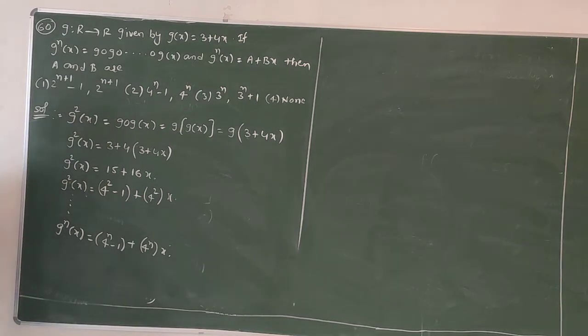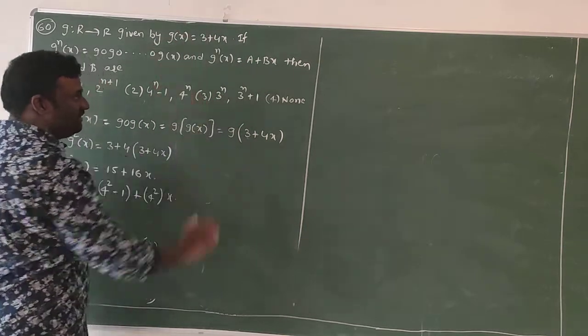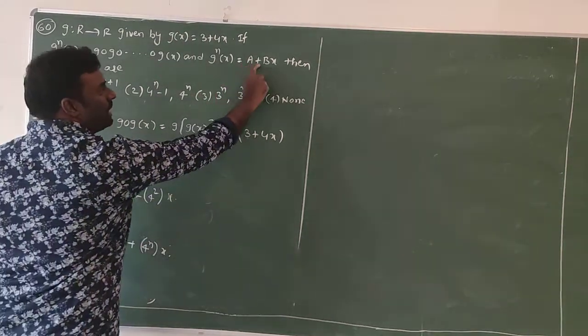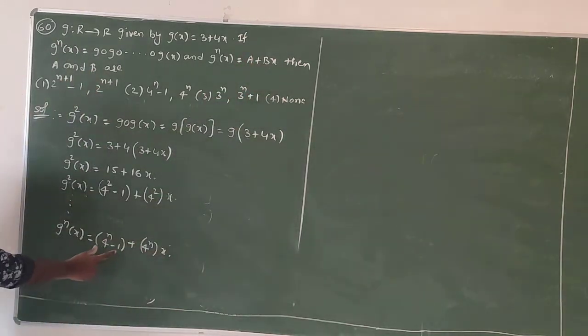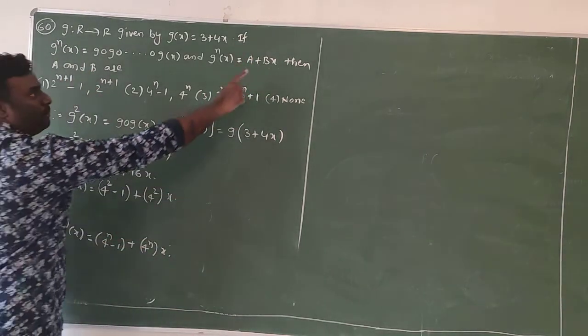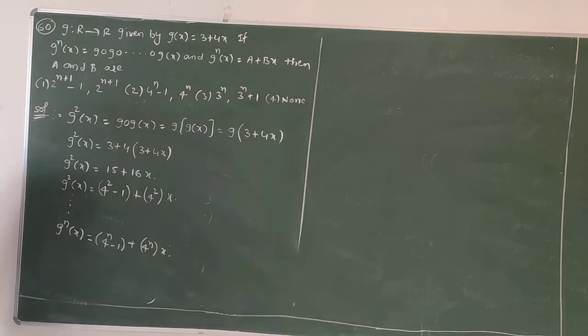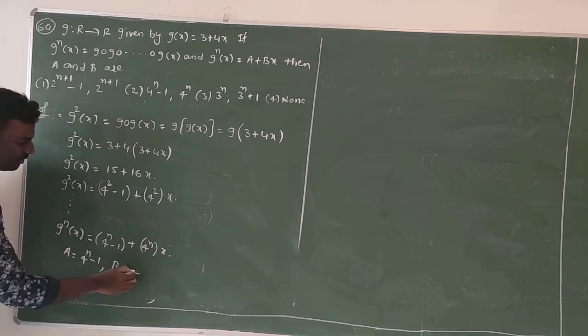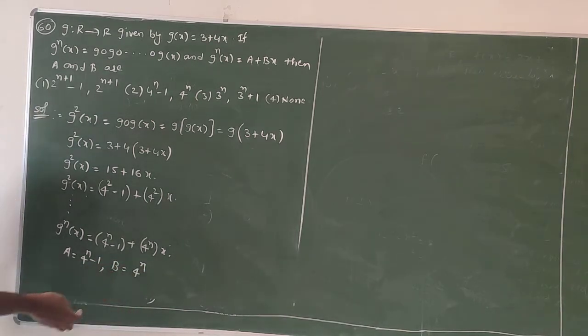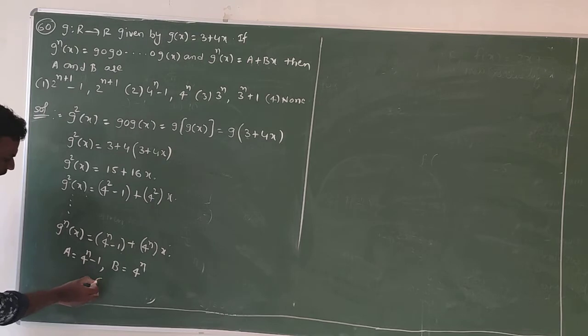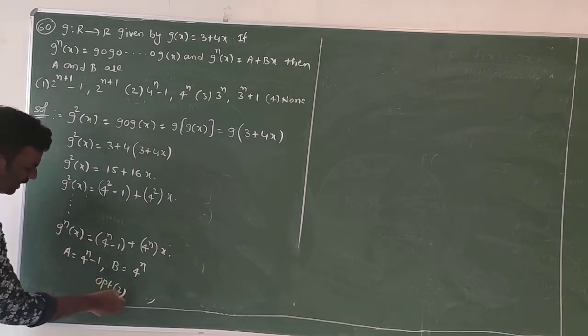Compare this with g power n of x, which is already given as a plus bx. A value is 4 power n minus 1, b value is 4 power n. Therefore, a equals 4 power n minus 1 and b equals 4 power n. So this is the answer, that is nothing but option 2 is the correct answer.